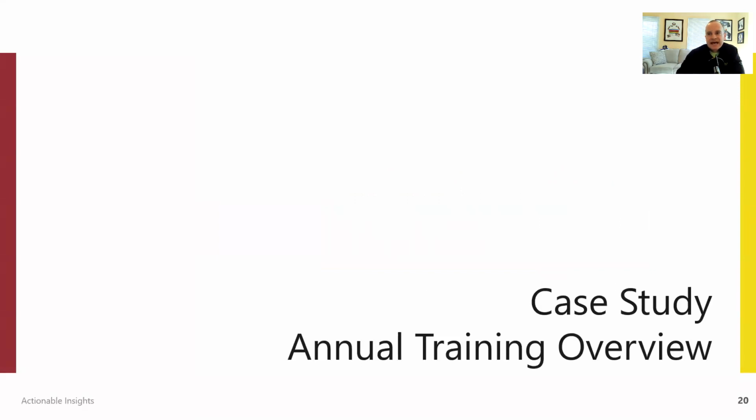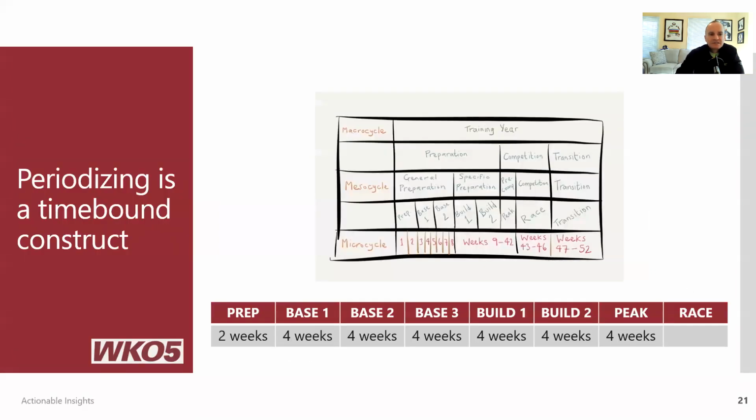So let's start taking that a little deeper with a case study. In that case study, let's start out with the basis. Here's our periodization schedule, and here's pretty much what you see in periodization. You have some nice little time-bound construct with little squares: 2 weeks, 4 weeks, 4 weeks, 4 weeks, and you have base one, base build. You start getting all these intermediate phases put in there, nice and blocky.